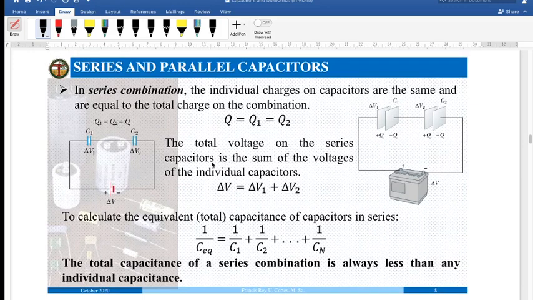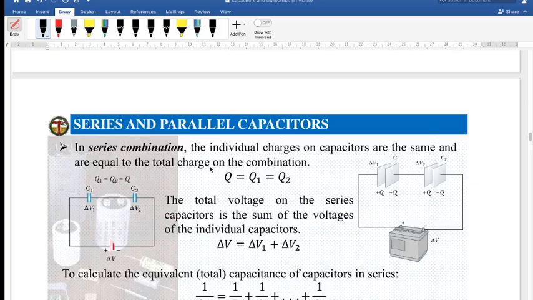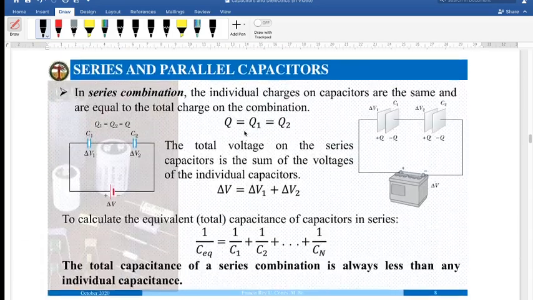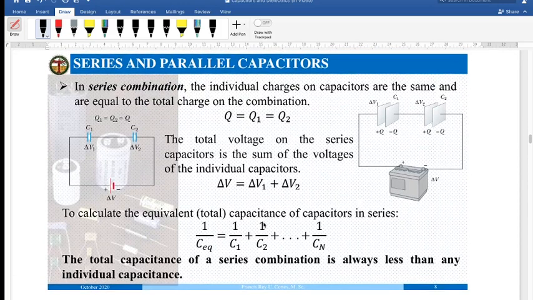When we have a series combination, in the parallel combination what is equal is the potential difference. But in the series combination, what is equal is actually the charges. So when you are in series, the total charge of the circuit or the combination is equal to the individual charges. Meaning Q is equal to the charge of capacitor 1, and that is equal to the charge of capacitor 2. Okay?